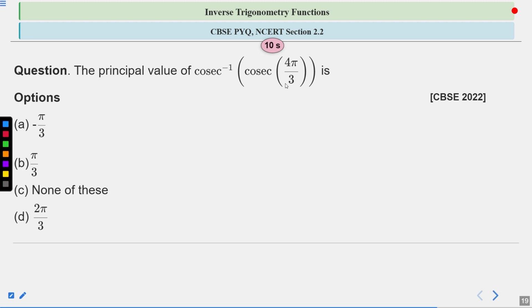You have 10 seconds to solve or think about this question. After that, we will move to the solution part, right? And our options are A minus pi by 3, B pi by 3, C none of these, and D is 2 pi by 3, right? So you have to tick one of the given options, right? Now you have 10 seconds to solve or think about this question. After that, we will move to the solution part.